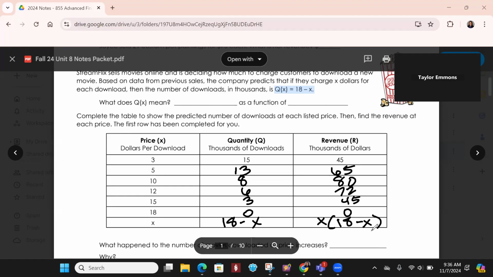Cool. Okay, so what happened to the number of movies downloaded as the price increased? As the price increased, so as we went down this way, what happened to the quantity? It decreased. We're going to write the word decrease. Why? Because as it gets more expensive, people don't want to buy it.